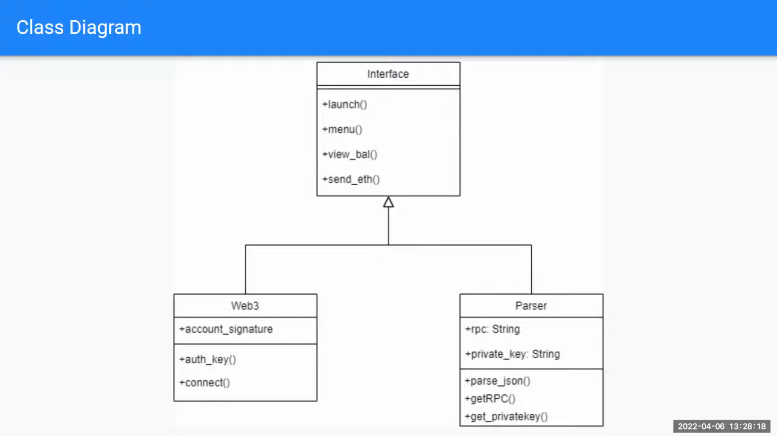The parser class is what reads the config.json file, which has the user's RPC URL and their user's private key. And with that information, they can connect to the Ethereum network, which allows the interface to send Ethereum or view wallet balances.